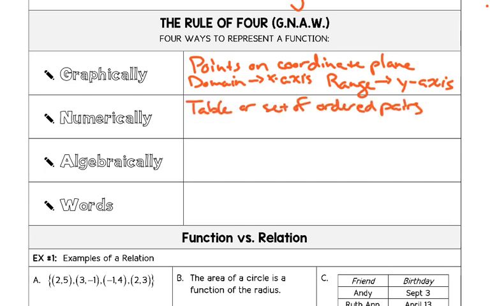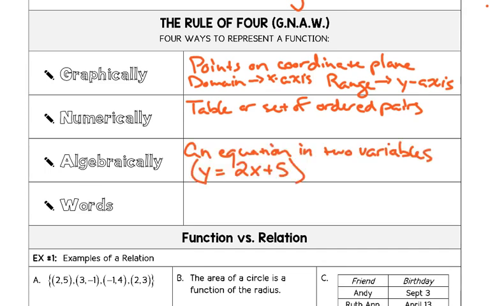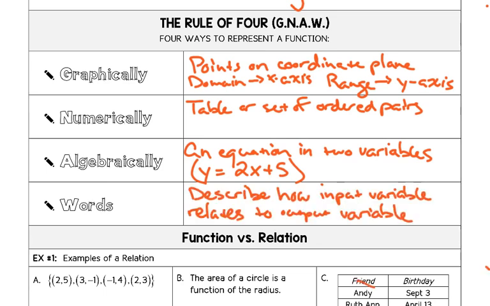Representing a function numerically simply means that we're going to be using tables or a set of ordered pairs to represent a function. Representing a function algebraically just means that we're going to be looking at equations with two variables, such as x and y. For example, y equals 2x plus 5, or you can use two other variables, whatever you want, a and b, for example. And then representing a function in words is just describing how an input variable relates to an output variable, usually in a real-world application.